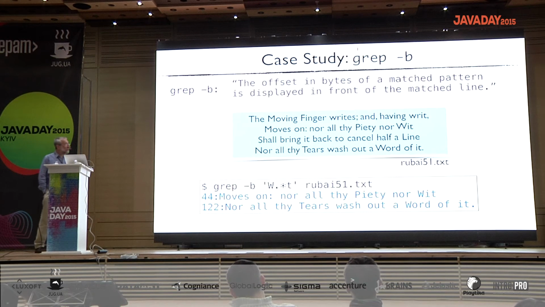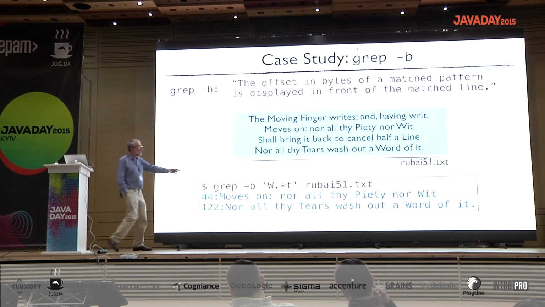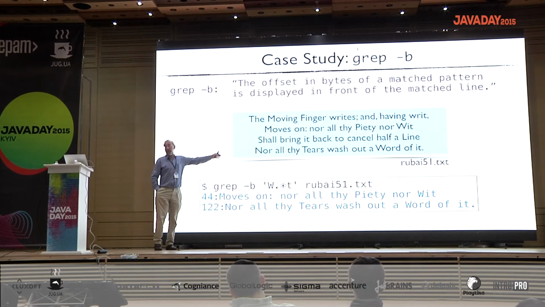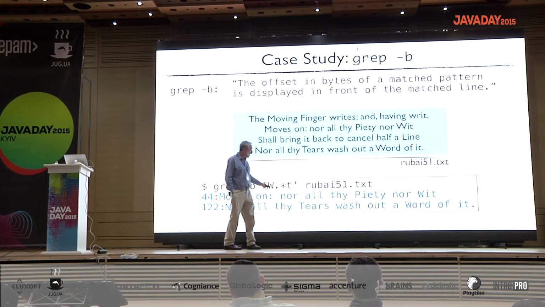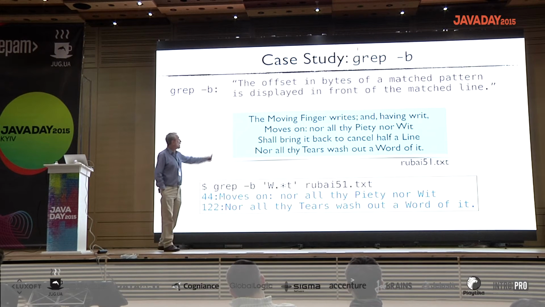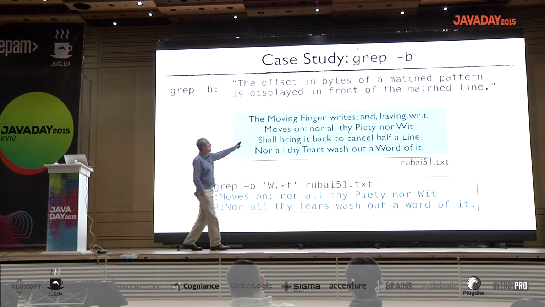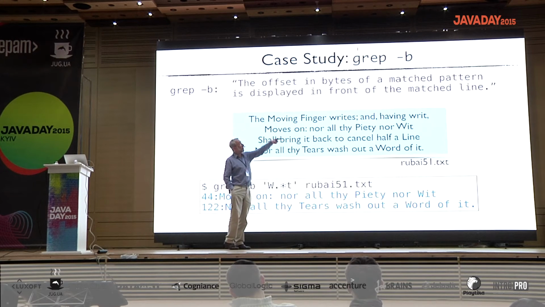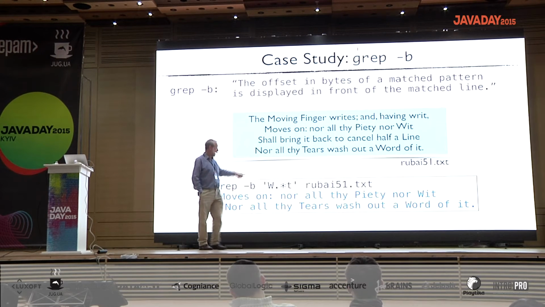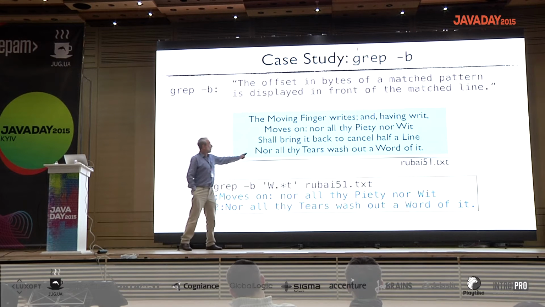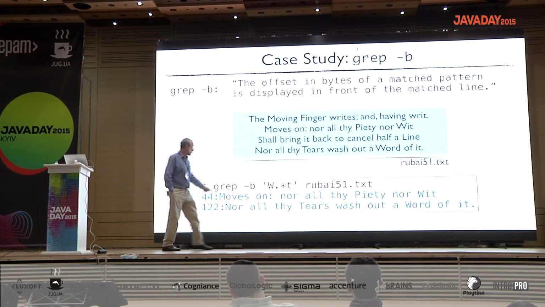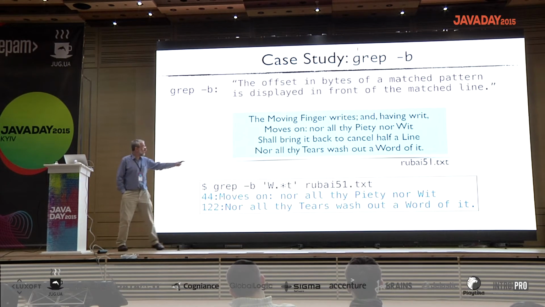So here's an example of grep minus b applied to this verse of the Rubaiyat. You can see that with the second line, I'm matching against an uppercase W followed somewhere by a T. The first line that matches it is this one, which is 44 bytes in, because there's 44 bytes of the first line. And then the last line, this one, also has a W followed by a T, and the start of that is 122 bytes in.